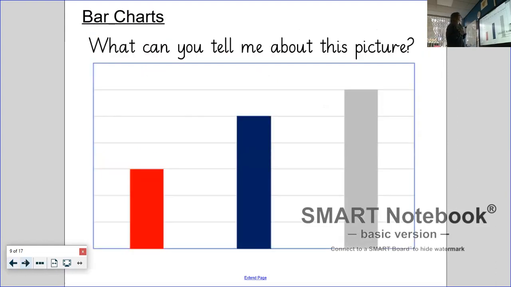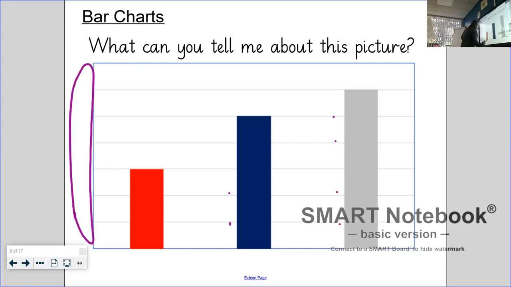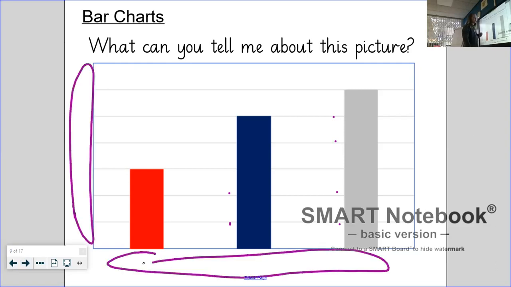So here's a bar chart. What could you tell me about that picture? Well, not very much, could you? You could tell me that there's 3 separate things. The colours might mean something. It could be people's favourite colours. These could be 1, 2, 3 people. That could be 1, 2, 3, 4, 5. That could be 1, 2, 3, 6 people. But why don't we know much about this? Correct. Because there's nothing written here or here to give us any more information.